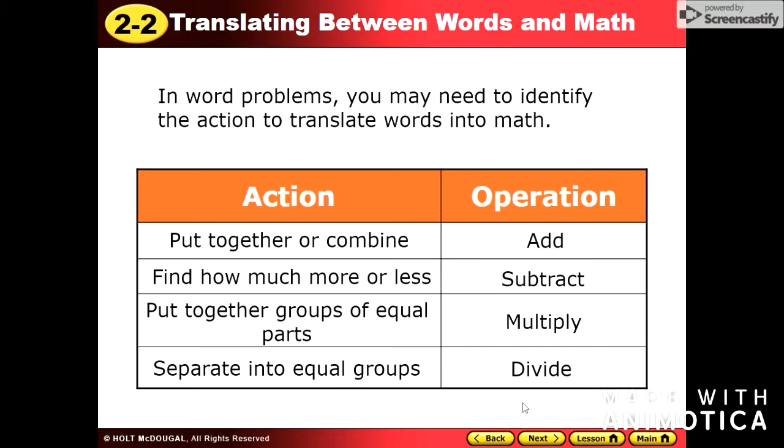It'll be really helpful. Okay, so here are some action words that you might see in a word problem and the operation that it tells you to do. To put together or combine would be to add. To find how much more or less, you would use subtraction. Putting together equal parts would be multiplying, and separating into equal parts would be division. So again, if you want to pause and add this graphic organizer on a separate sheet of notebook paper, that would be wonderful.